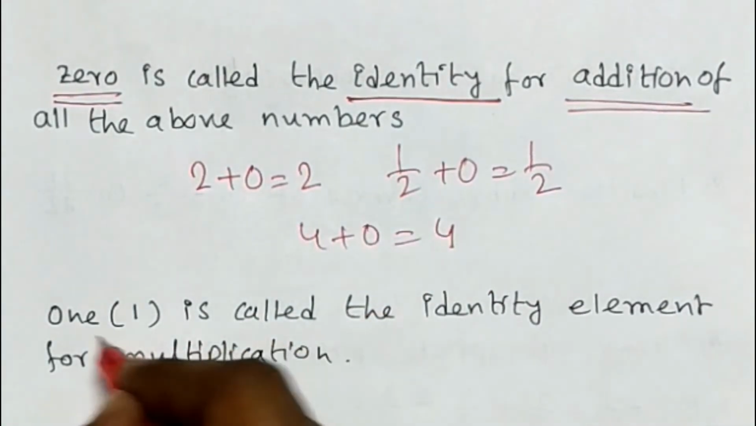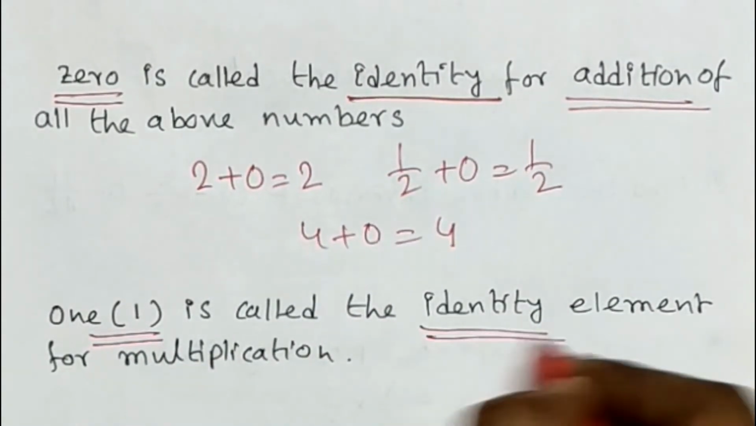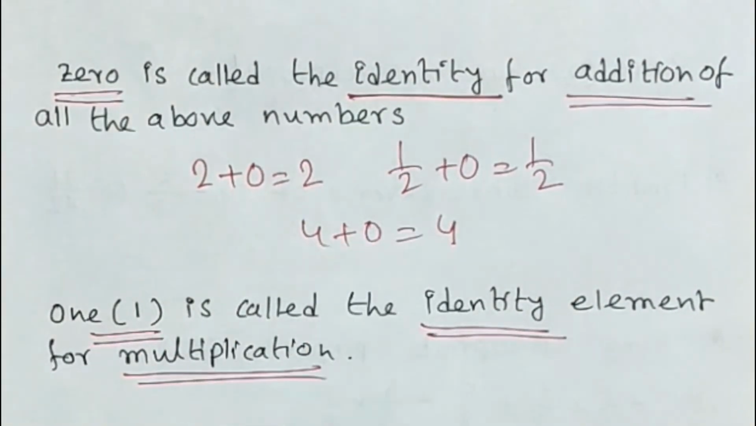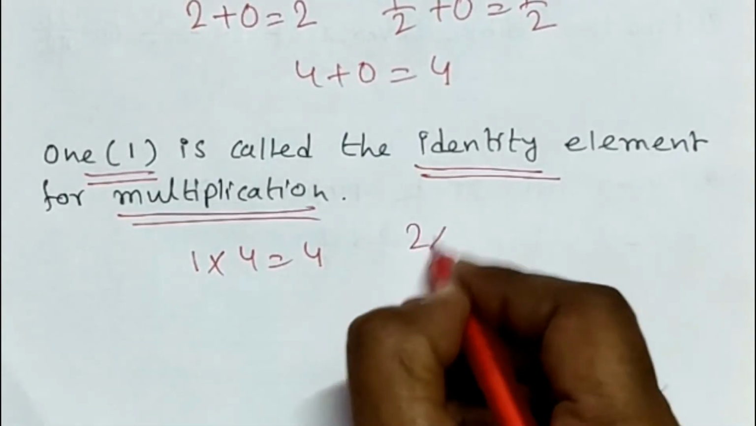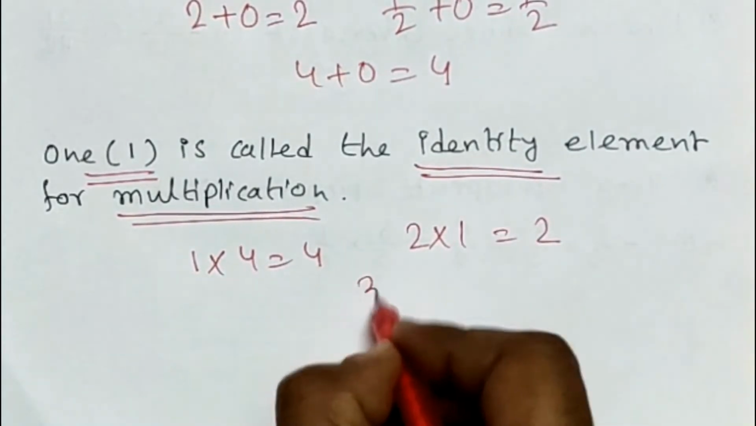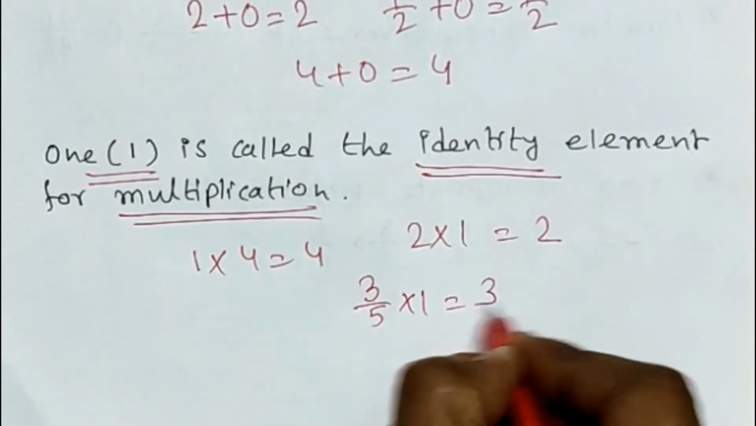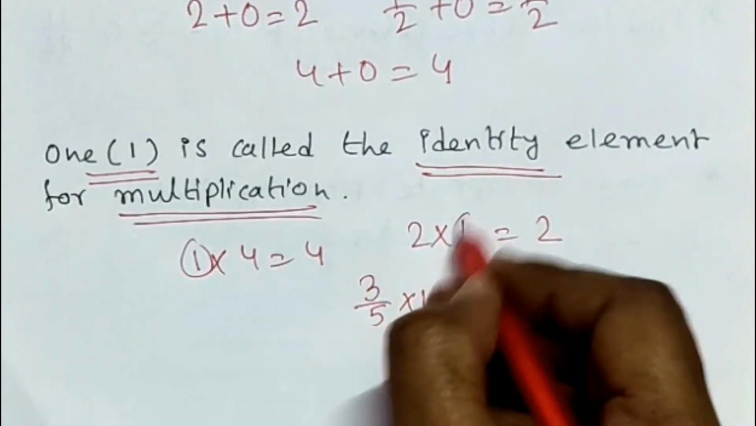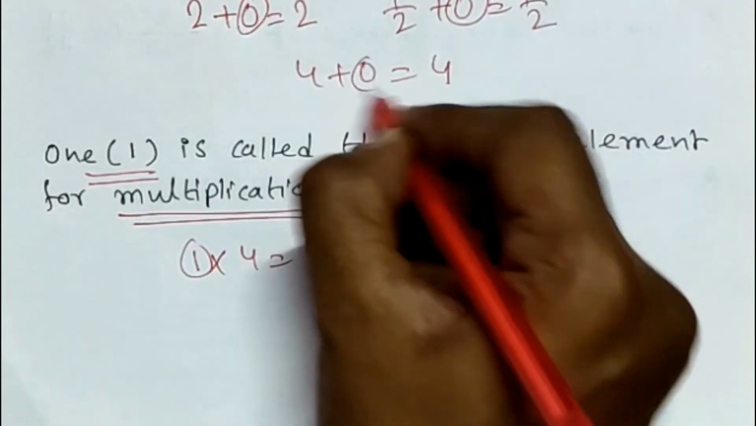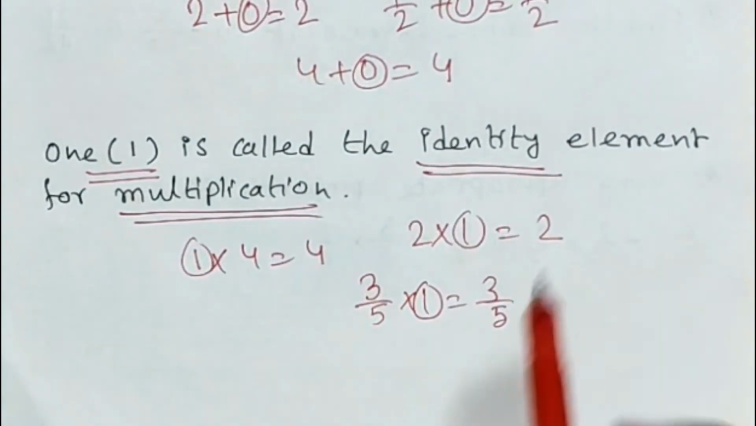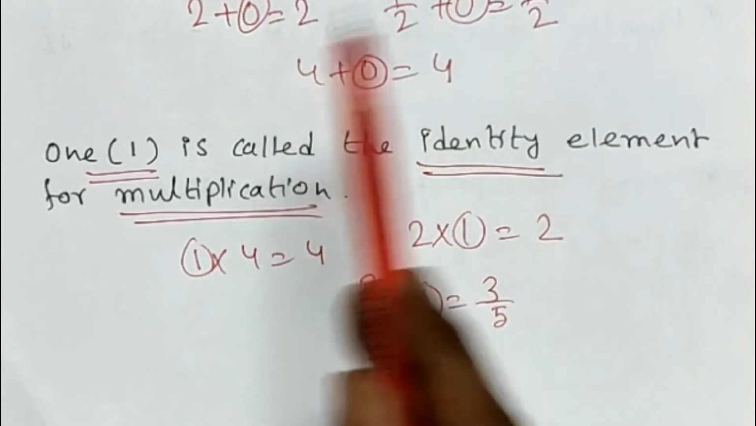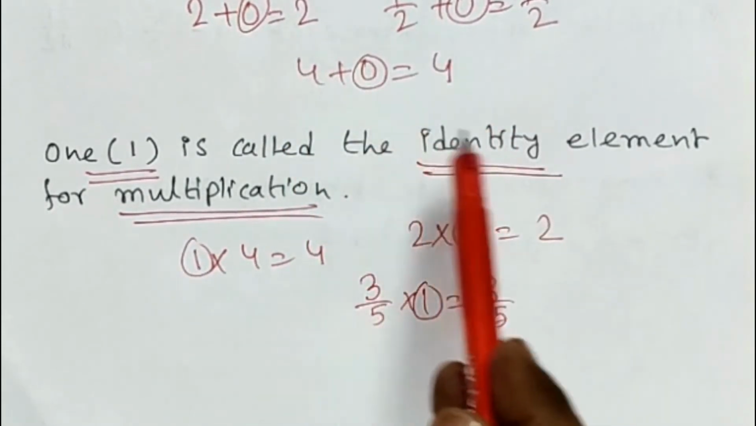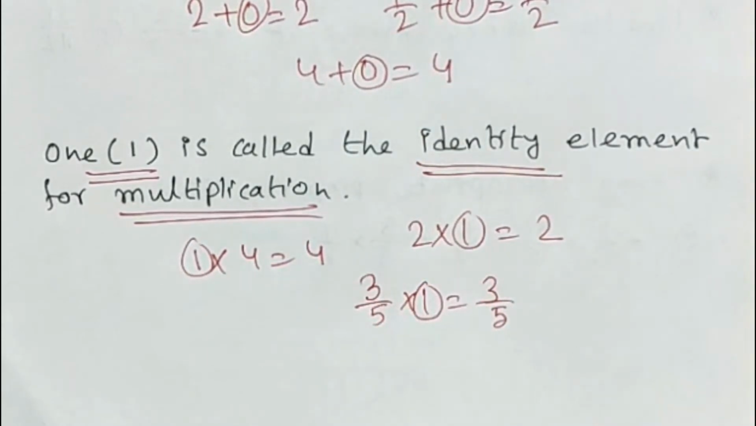Now the number 1 is called the identity element for multiplication. I hope you can understand easily that 1 into 4 equals 4, 2 into 1 equals 2, 3 by 5 into 1 is equal to 3 by 5. So these numbers are called the identity element because after doing the operations with any other element we get that same element. Hence these numbers are called the identity element. Remember these elements very carefully.